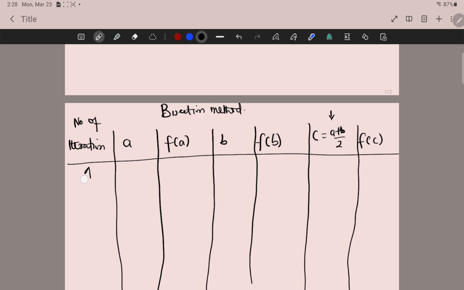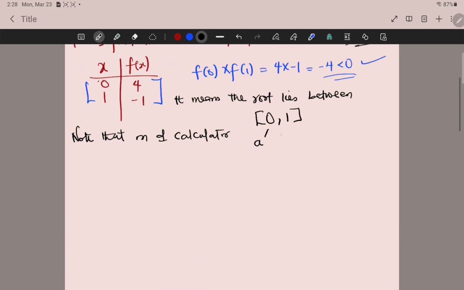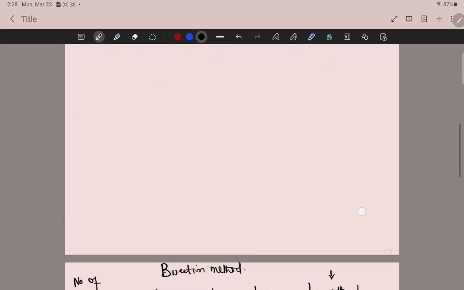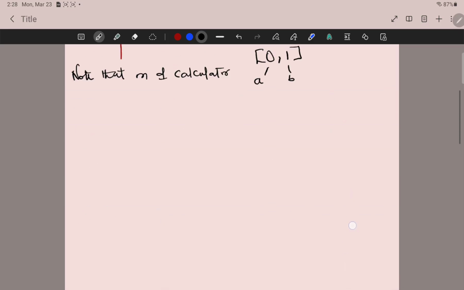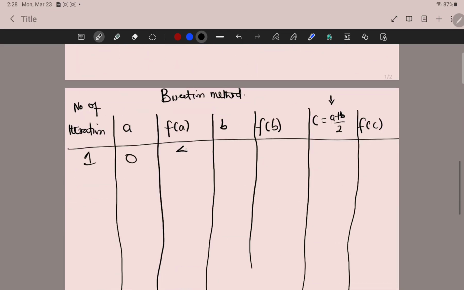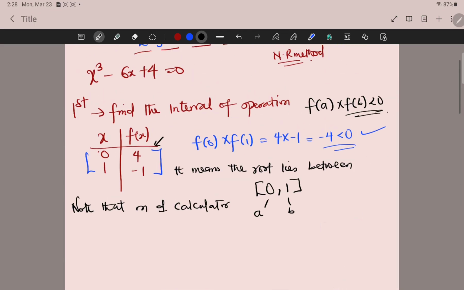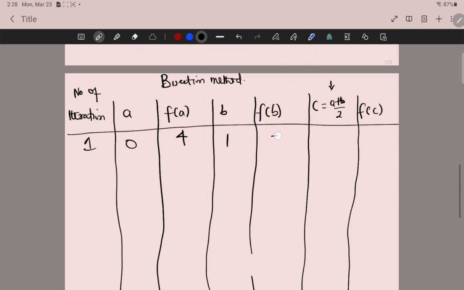So at my first iteration, look at what I'm about to do. The root lies between a and b. So my a now is 0. What is my f of a? Who can tell me? My f of a is 4. What is my b? My b is 1. My f of b is minus 1.